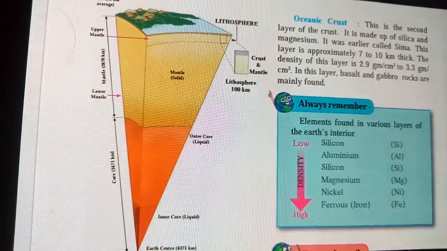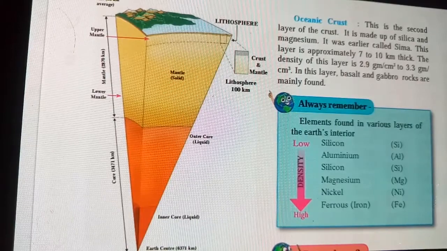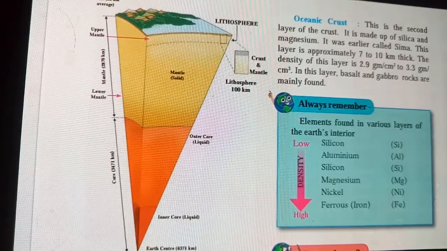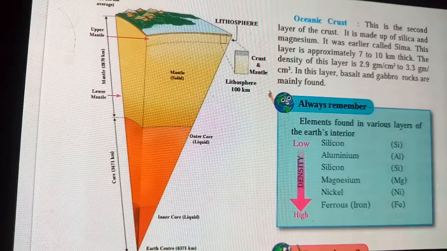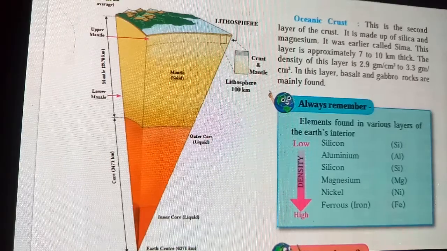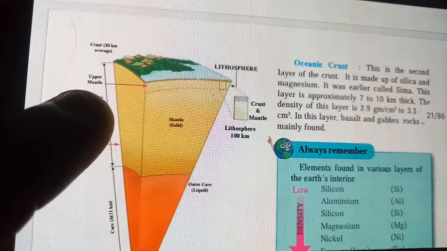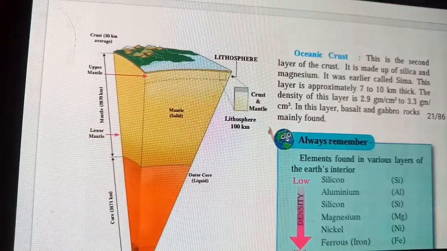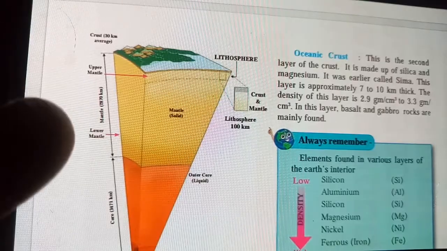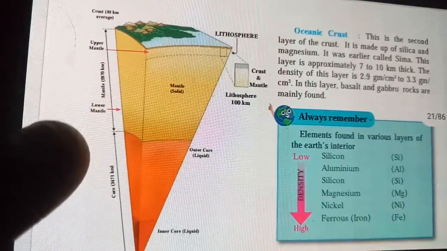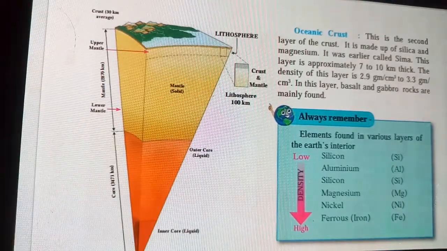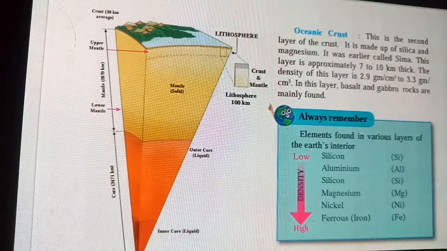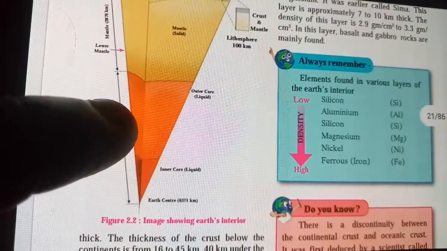From there the lithosphere is 100 kilometers. When you are coming to the mantle side, the mantle is a solid state. Here you will see the crust is having an average of 30 kilometers from the oceanic crust. You are also having upper mantle and lower mantle. There are some different parts having different kilometers towards the oceanic crust. Then you are having the inner core.